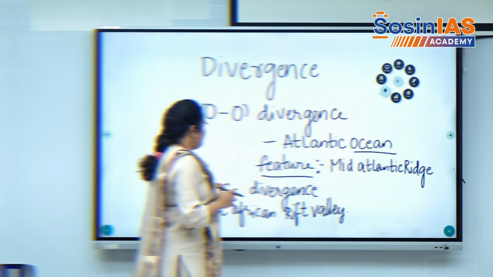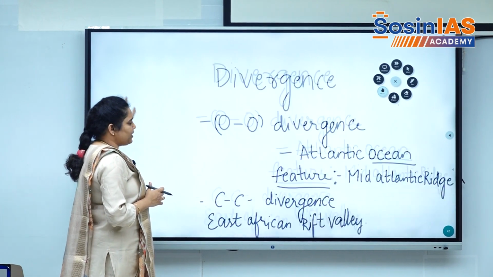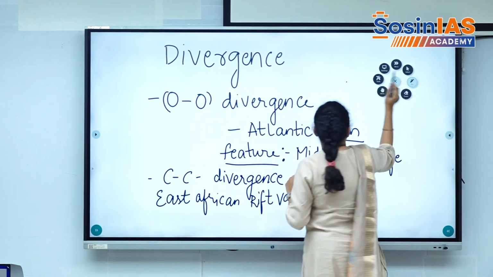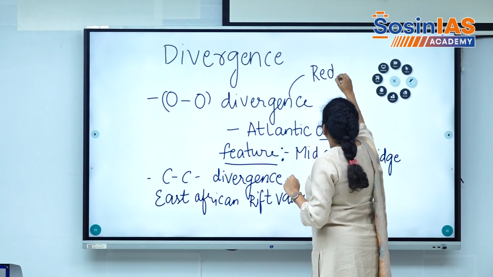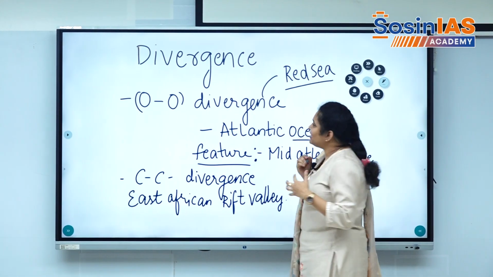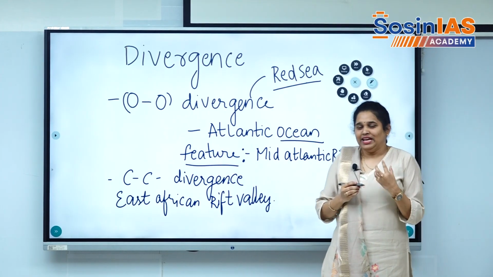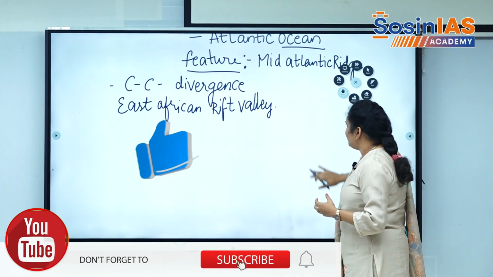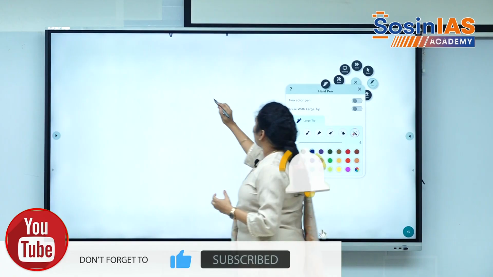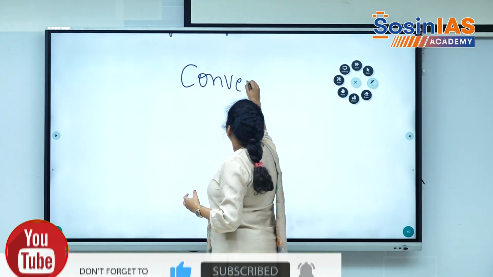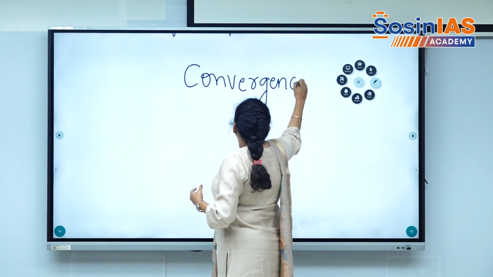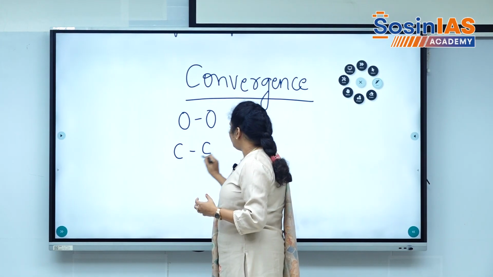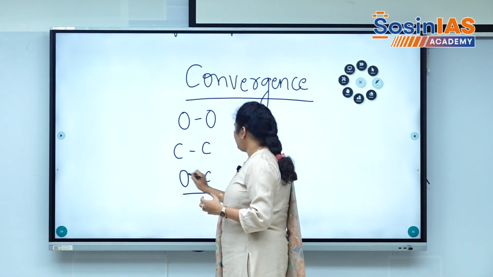And for ocean divergence, you can also remember the Red Sea, because the Red Sea is an example of a linear sea. The Red Sea is the one which is recently formed. Please remember, in geography, recently means millions of years ago. So, that is the example that you can remember. Then, for convergence, it happens in 3 different ways: ocean, continent and ocean-continent convergence.